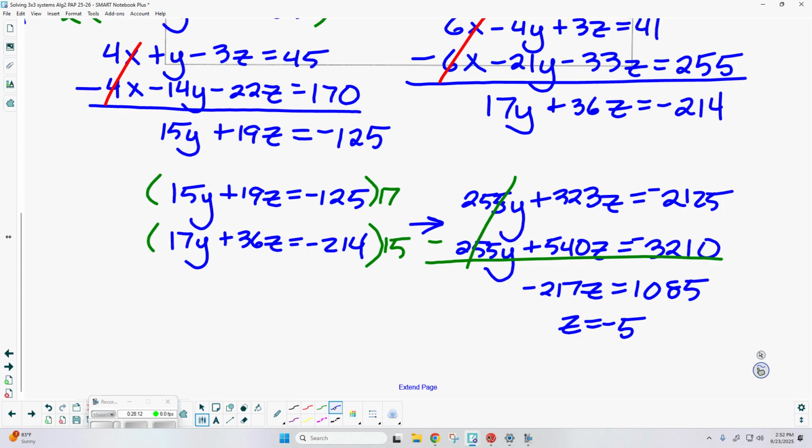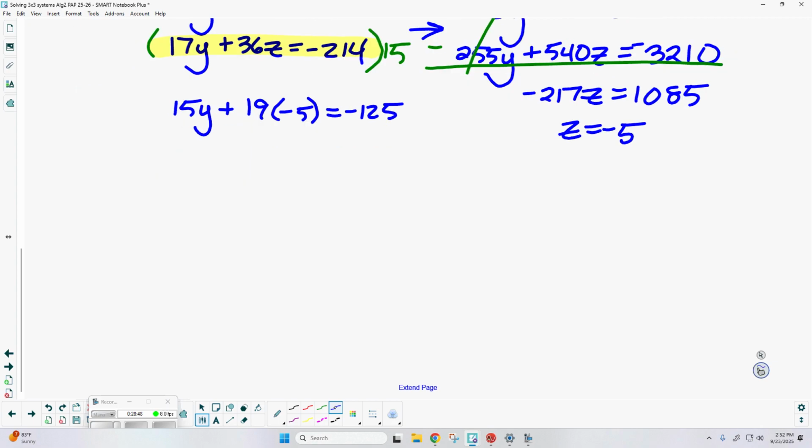Don't worry. All right, so I've got z is equal to negative 5. Now we need to go ahead and start working backwards. Okay, so I've got two equations containing y and z. Which one would you like me to use? Top one, bottom one? Top one, okay. So that's going to give me 15y plus 19z. We found z to be negative 5. Is equal to a negative 125.